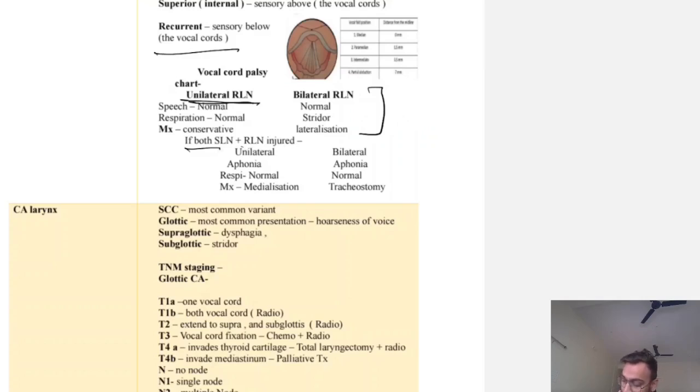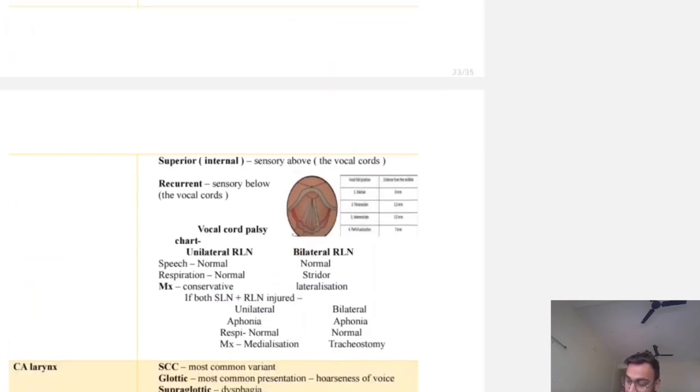If both superior laryngeal and recurrent laryngeal nerves are injured on the unilateral side, then patient will present with aphonia, respiration is normal, and you have to do the medialization. If there is bilateral, then you have to do tracheostomy. Okay, so this is nerve palsy in larynx.